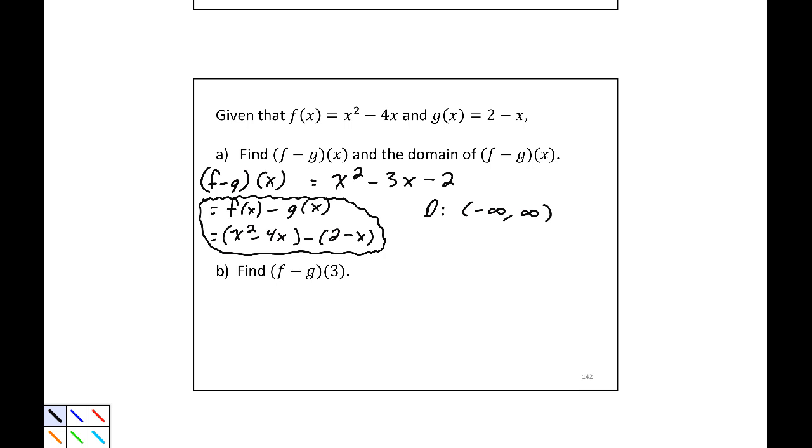Now because we've already found (f - g)(x), we can say that (f - g)(3) is x² - 3x - 2. We're replacing x with 3. This would be 9 - 9 - 2. 9 minus 9 is 0, so that would be -2.